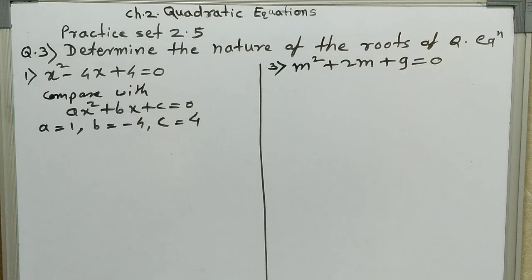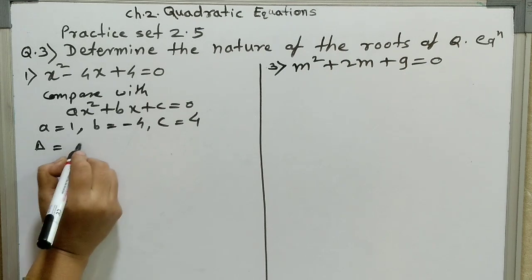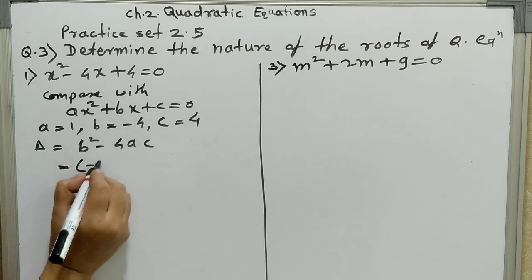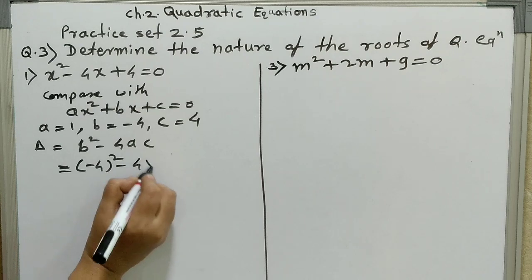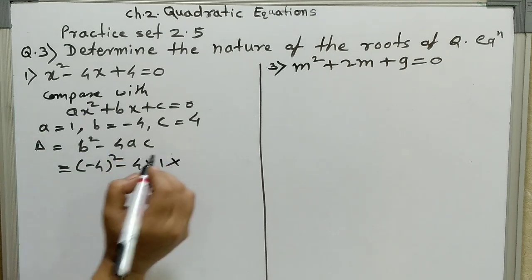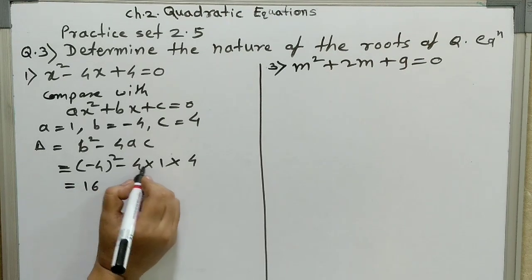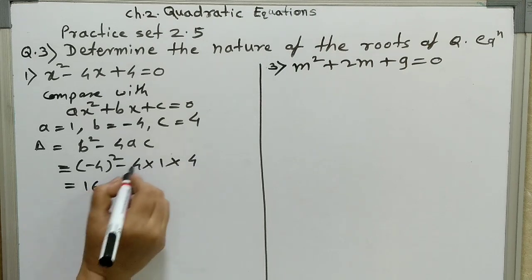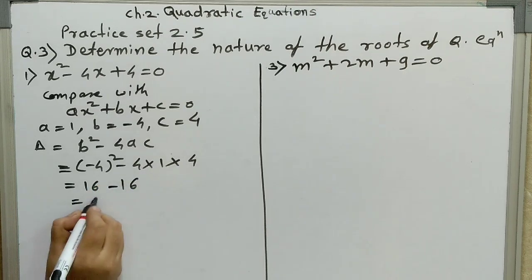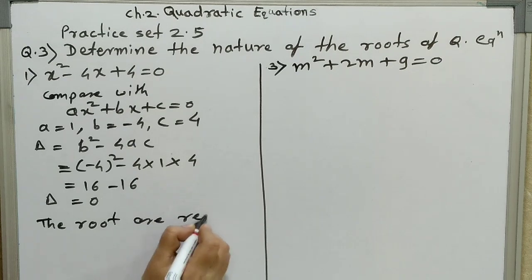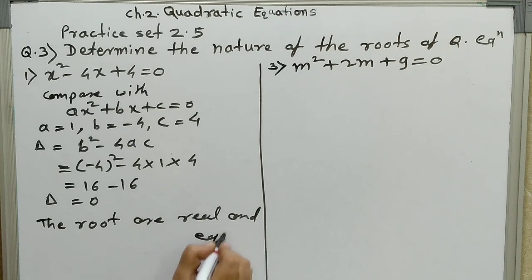Now first we find out the value of the discriminant. So delta is equal to b square minus 4ac. Put the value of b, b is equal to minus 4. So minus 4 whole square, minus 4 into the value of a, 1, and the value of c, 4. So minus 4 square is 16 and minus 4 into 4 is 16. So 16 minus 16, so delta is equal to 0. So here the roots are real and equal. Therefore we write here roots are real and equal.